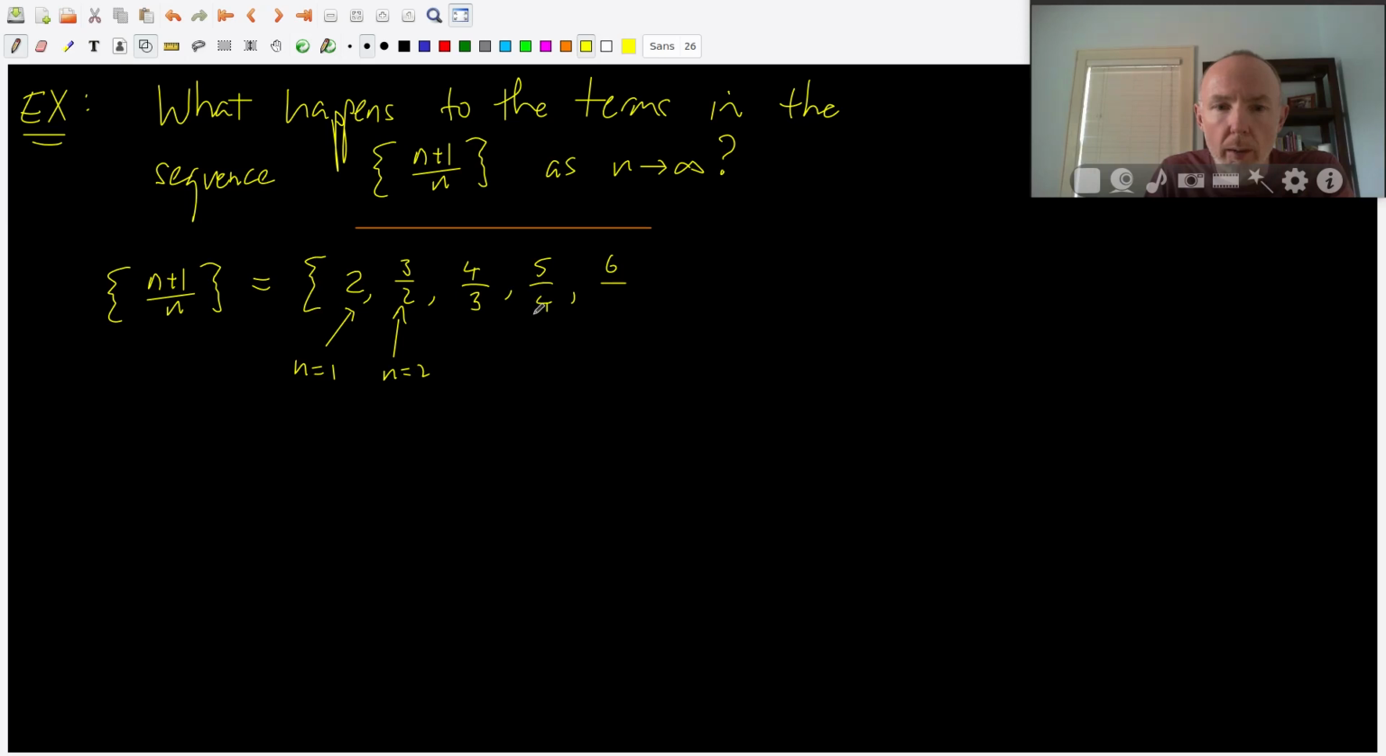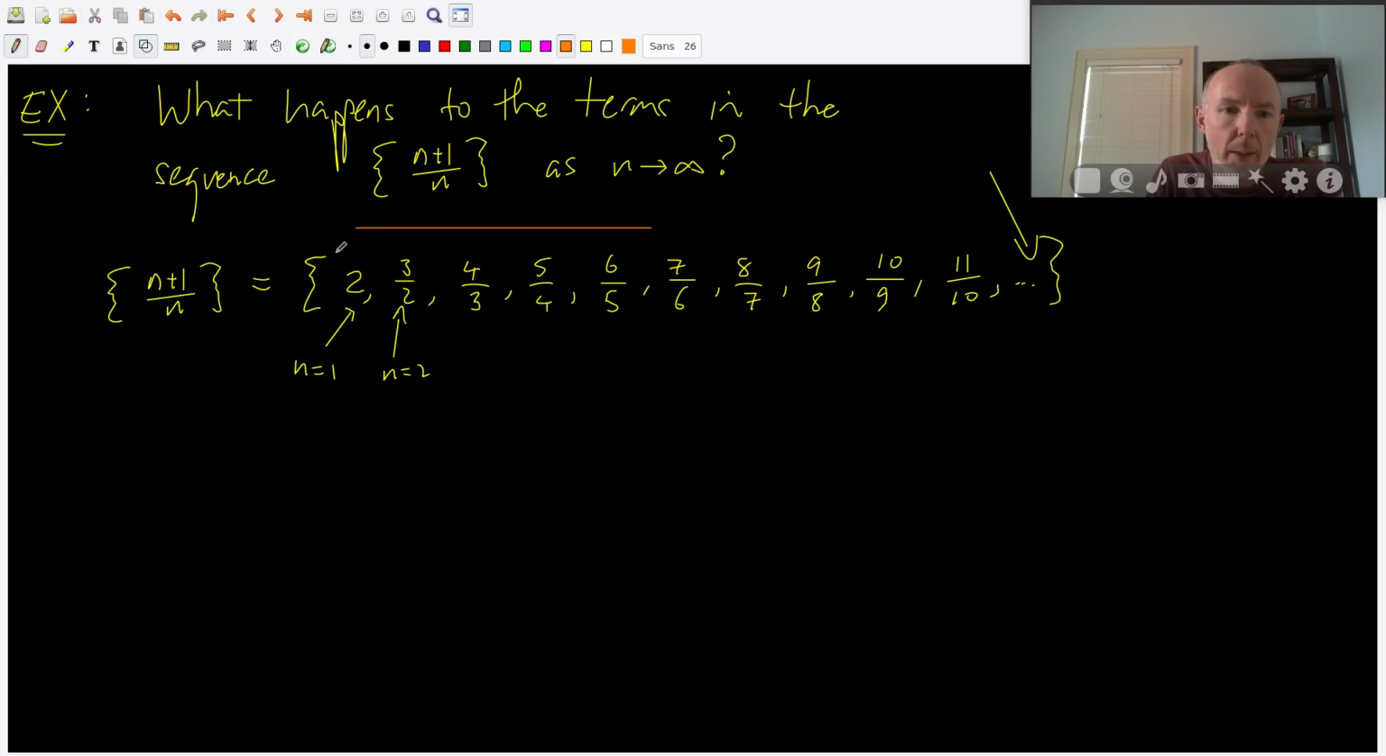6 over 5, and then 7 over 6, and then 8 over 7, and then 9 over 8. I mean, you get the idea, right? Because each of these is getting bigger each time, 10, and this will go on forever. That's the idea of this sequence. These are infinite sequences in the sense that they go on forever. That's what the dots mean.